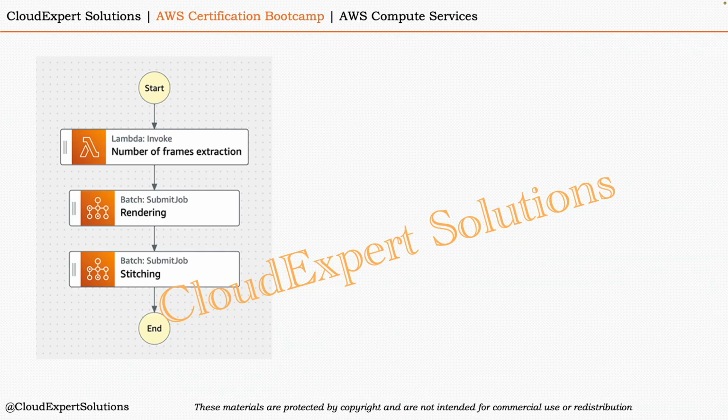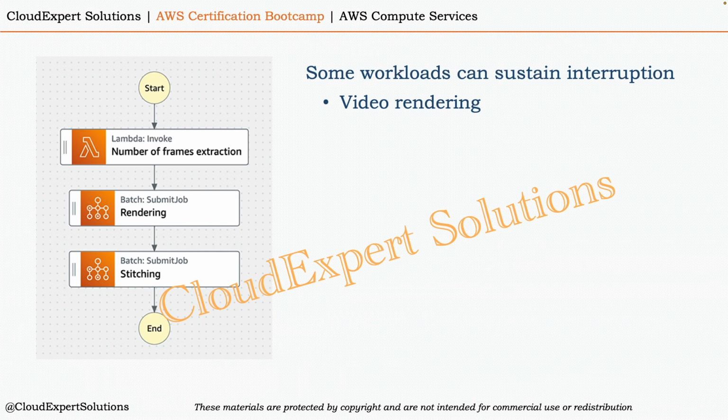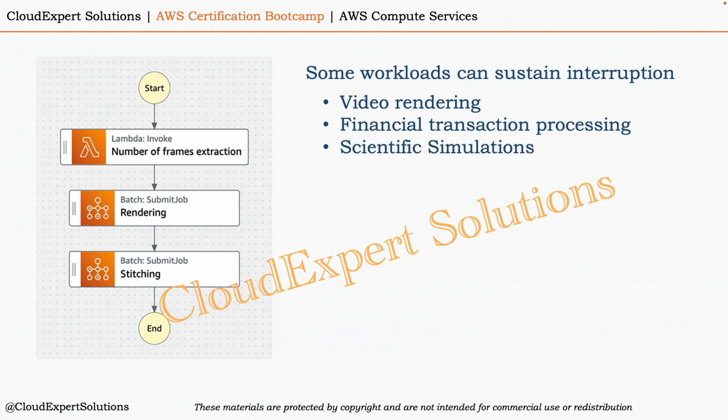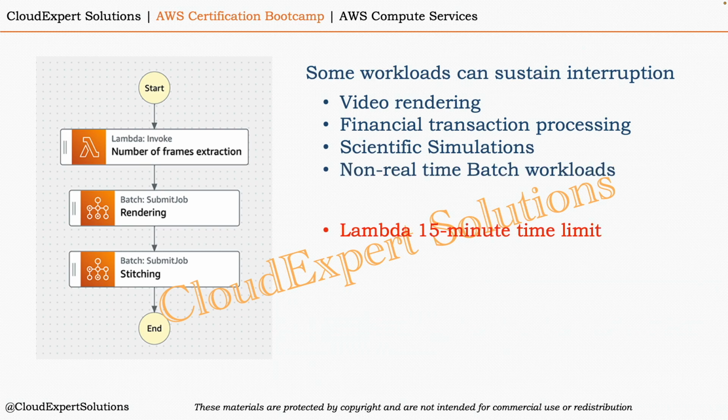Some workloads don't need to run constantly. They just need to run completely. Video rendering, financial transaction processing, scientific simulations, these are batch workloads. Lambda cannot handle them because Lambda has a 15-minute time limit. EC2 means managing infrastructure you don't always need.